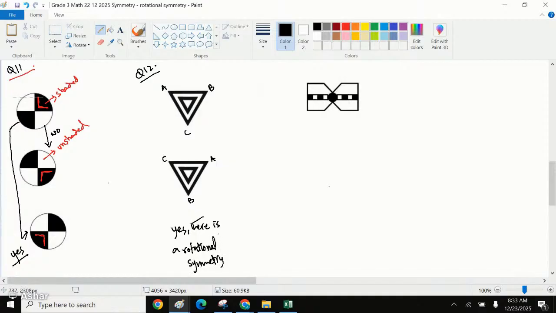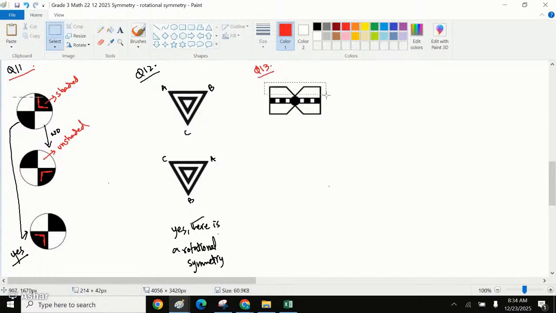Okay? Moving on further, let's look at the next shape. If we have this shape, let this be question number 13. If we rotate this shape, let's suppose we rotate this 90 degrees, would this have a rotational symmetry? Does it look the same? No, there is no rotational symmetry, right? Because these two shapes look very different. One is horizontal, the other one would be vertical, right?